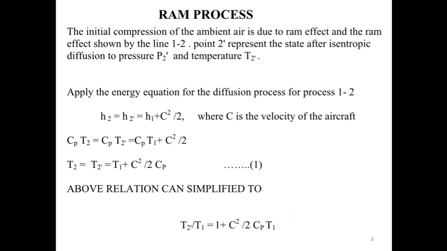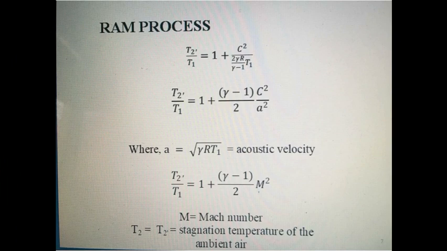Further, if we need to calculate in terms of Mach number, we can do so likewise. So the further equation becomes T2 dash by T1 equal to 1 plus C square by 2. Here we are replacing Cp by gamma R by gamma minus 1, and T1 was already there, so it becomes 2 gamma R by gamma minus 1 into T1.